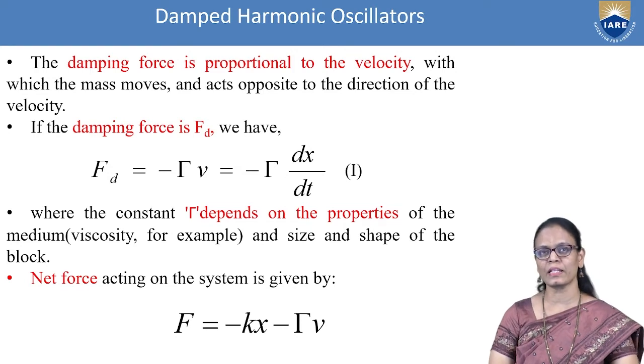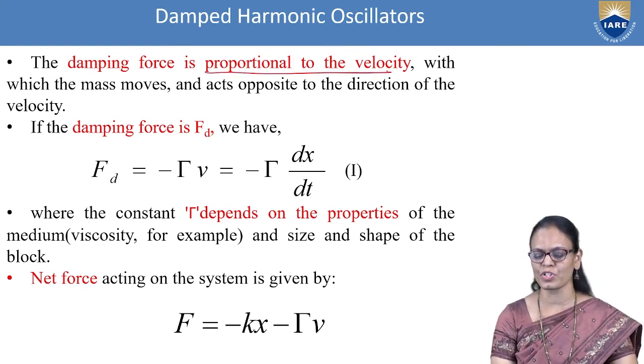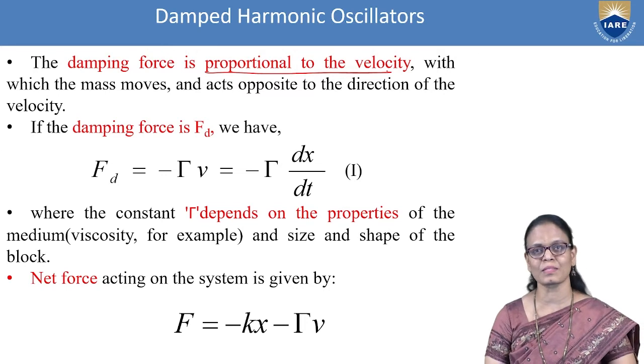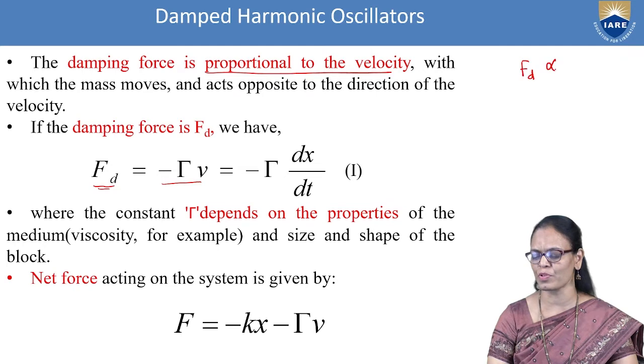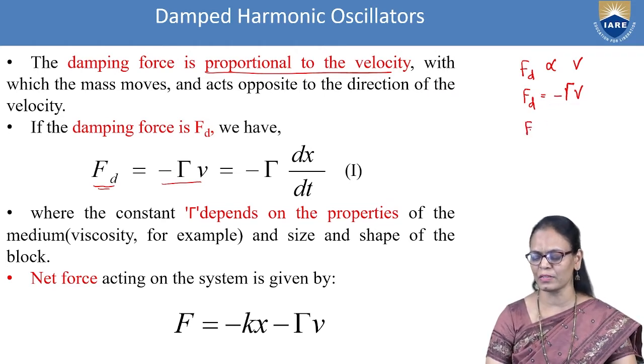So what we have seen is the damping force is proportional to the velocity with which the mass moves. And this force, the damping force Fd, is given by minus gamma v. We are writing the damping force is proportional to the velocity and it is always acting in a direction opposite, and the damping constant is gamma. So we have written Fd is equal to minus gamma v, and v is nothing but dx by dt, the rate of change of displacement. So we write it as dx by dt.